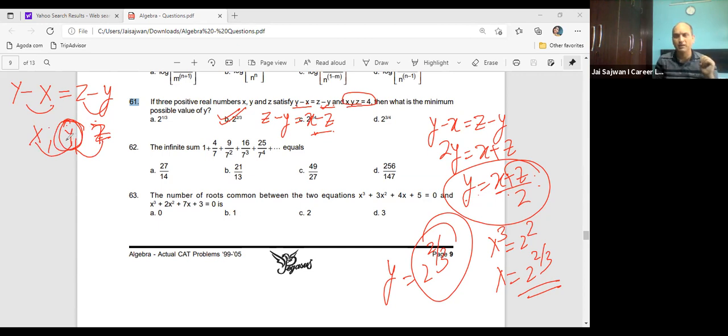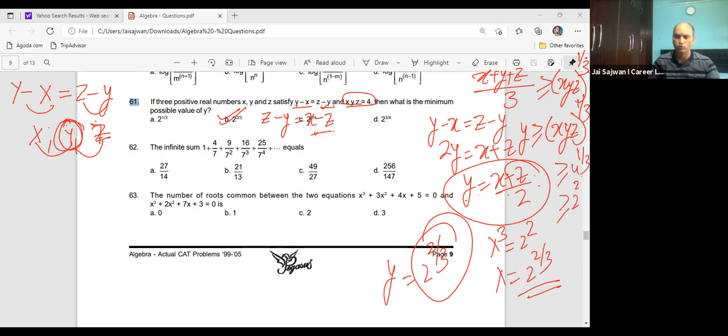You can also say that arithmetic mean is greater than or equal to geometric mean. That is also correct. For those who understand this, x plus y plus z is greater than or equal to xyz to the power of 1 by 3. Now it is given that x plus z is 2y, so I will say y is greater than or equal to xyz to the power of 1 by 3. That is 4, so 4 to the power of 1 by 3 is greater than or equal to 2 to the power of 2 by 3. You can put even these values. Arithmetic mean is greater than geometric mean. I'm sure all of you are aware of it.